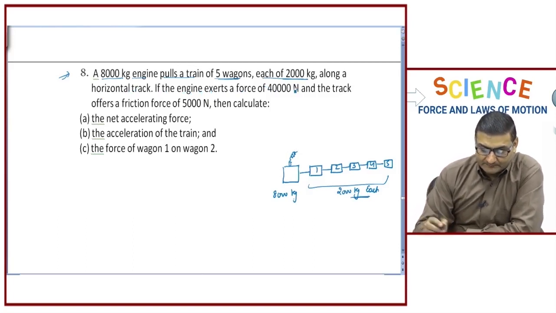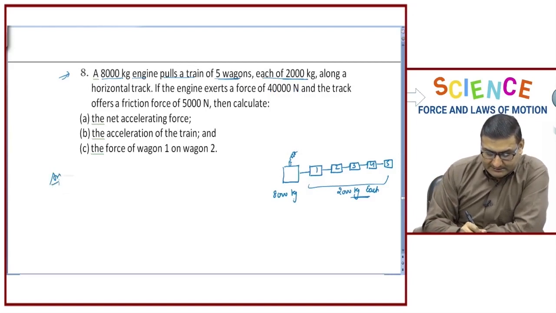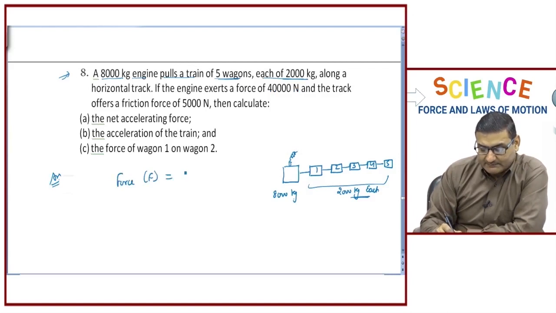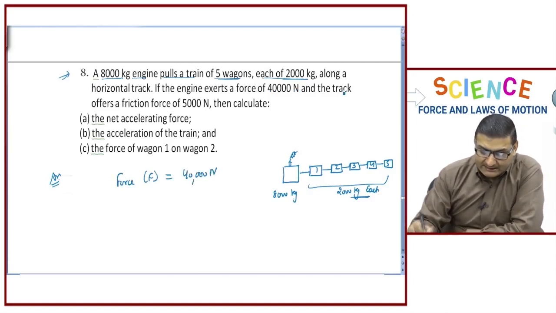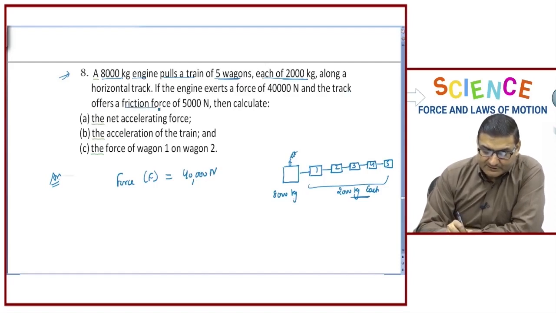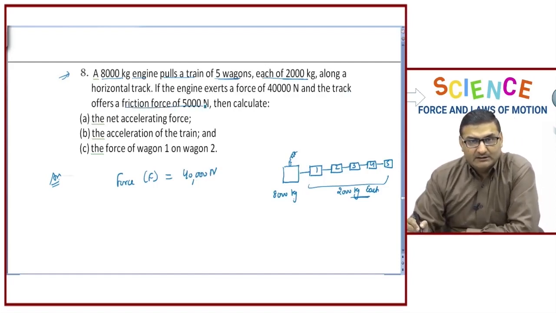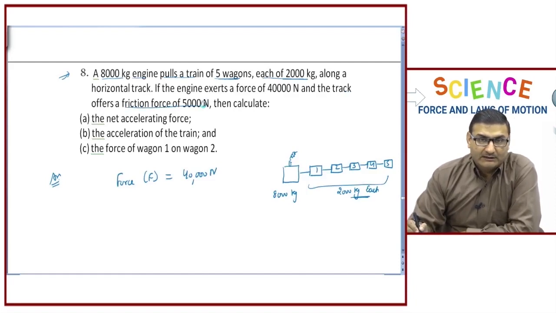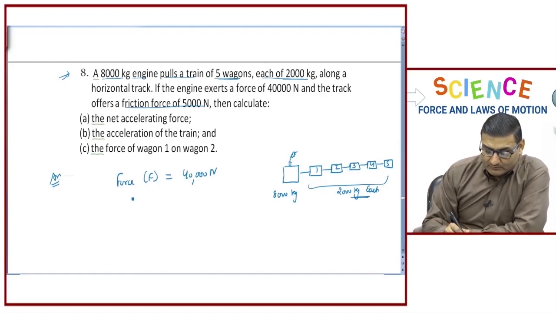Along a horizontal track, the engine exerts a force of 40,000 Newton. So the force given to us in the question, exerted by the engine, is 40,000 Newton, and the track offers a frictional force of 5,000 Newton. Now this is quite important. The track is offering a resistance of 5,000.